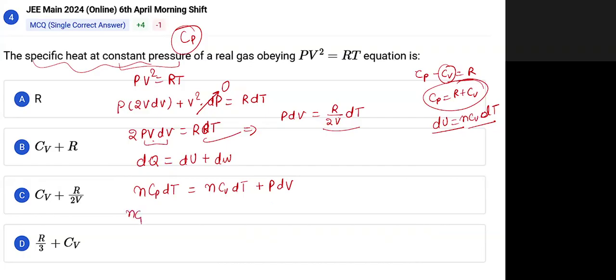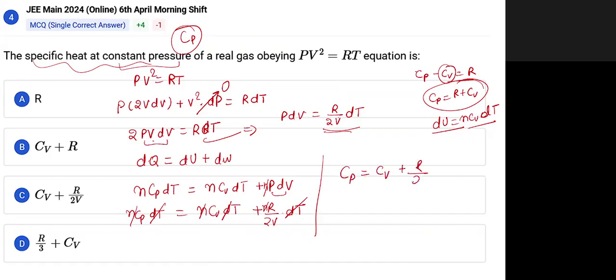Now if you put it here, it becomes nCP dT = nCV dT plus the value of P dV, which is R by 2V into dT. Now dT will cancel out from both sides, and n will also cancel out. So from here Cp comes out as Cv plus R by 2. And this is the value of specific heat at constant pressure, Cv plus R by 2. So option C is the correct one.